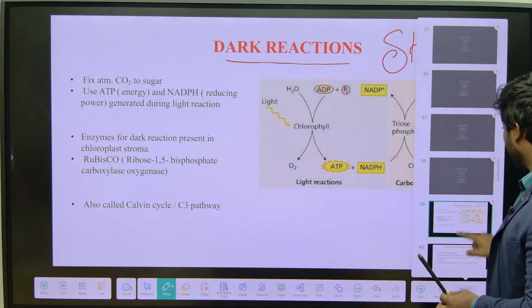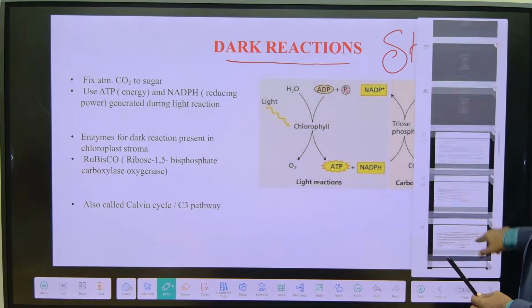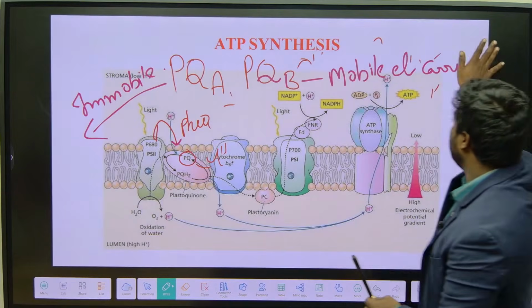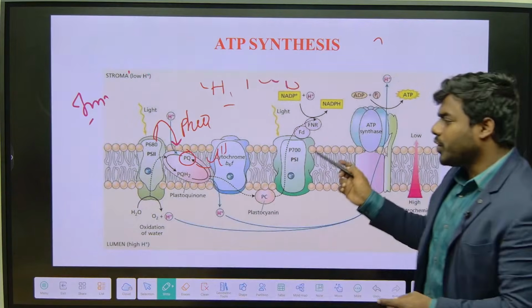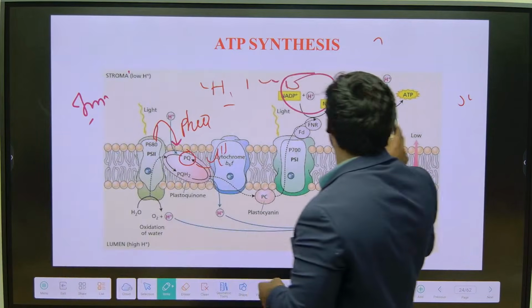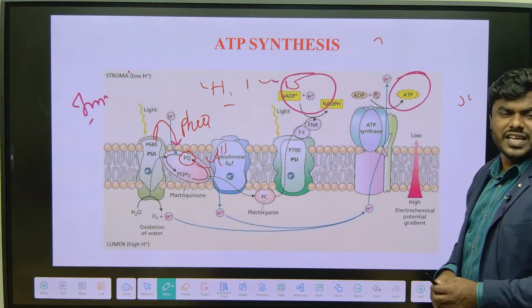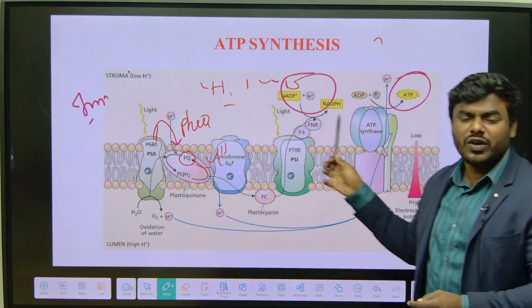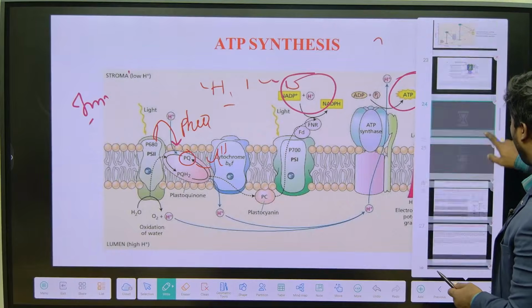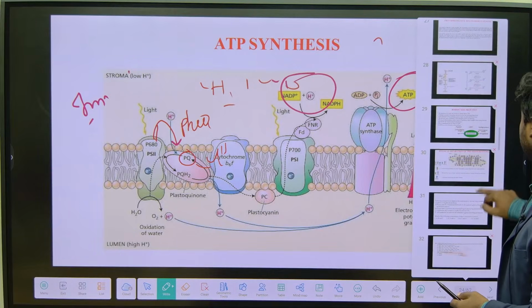See, I believe every one of you observed this picture in the last class. Now what you people can observe here, NADPH as well as ATP are directly releasing into where? Stroma. Not only that, the enzymes required for the dark reaction all are present only in the stroma.